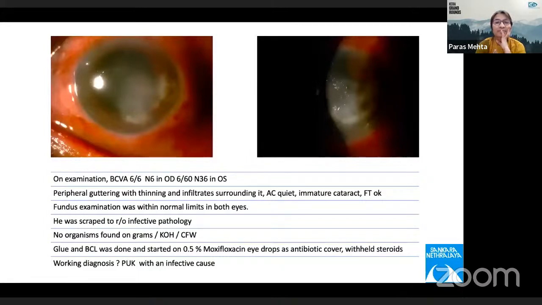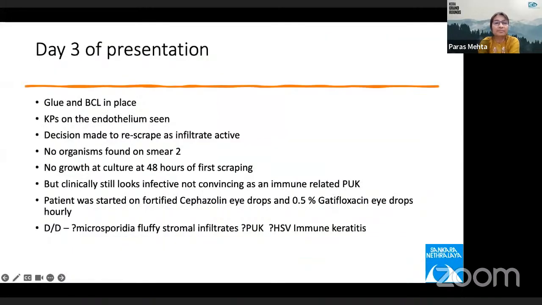He was scraped to rule out an infective pathology, but the smear did not show any organisms. Blue and BCL was done for the peripheral ulceration, and he was started on antibiotics with the working diagnosis of peripheral ulcerative keratitis with an infective cause. His other eye was completely within normal limits. On day 3 of presentation, there was no growth on culture from the first smear, but there was worsening of the infiltrates and KPs were seen on the endothelium.